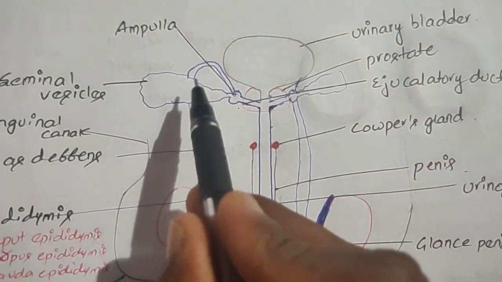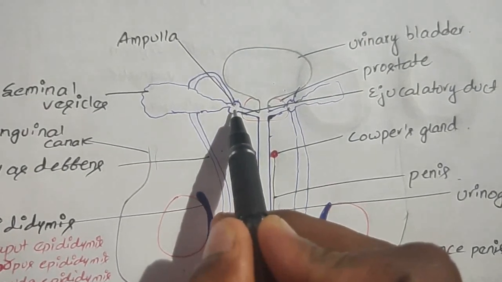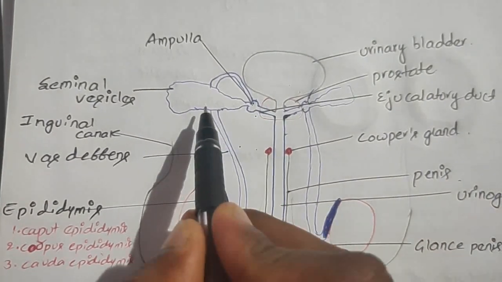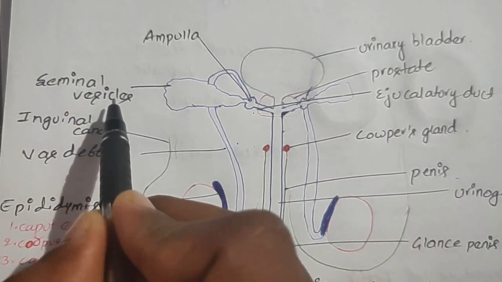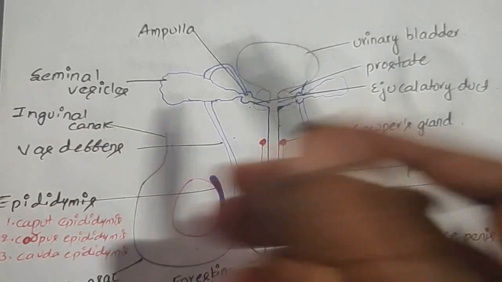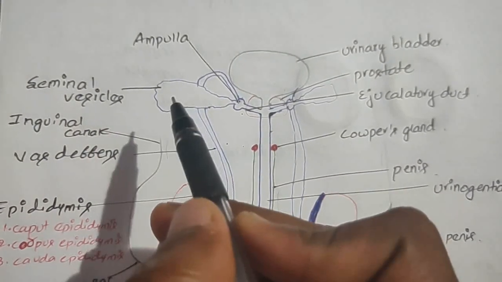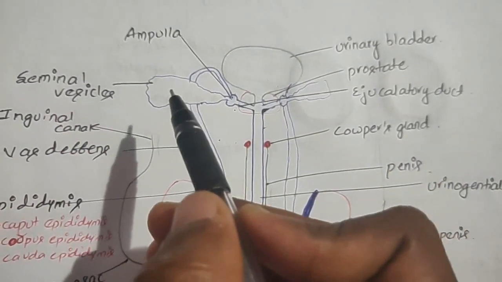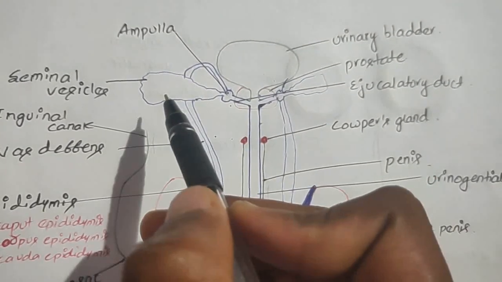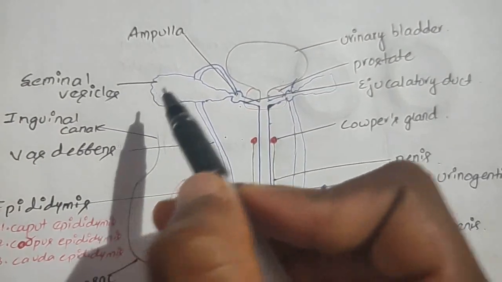Now, this vasa deferens, after taking the loop, opens into the swollen region known as the ampulla. This ampulla opens into a gland known as the seminal vesicles. These seminal vesicles help in the activation of the sperms. After copulation, the sperms have to enter from the vagina to the fallopian tube of the female. To move such a long way, these seminal vesicles help to activate the sperms.